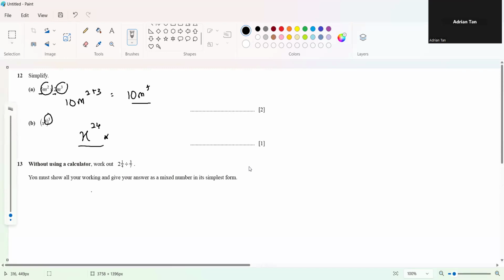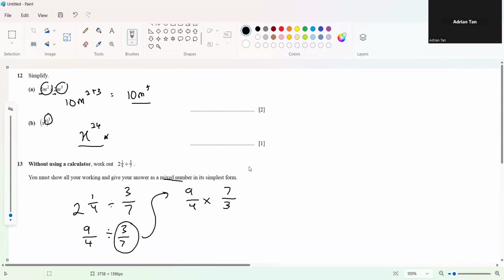So we can just work slowly. They want the answer in mixed number. So it will be 2 1 over 4 divided by 3 over 7. I recommend changing to improper fraction first. So this is 9 over 4 divided by 3 over 7. After that, we change it to a multiplication. So 9 over 4 times 7 over 3. We will flip the right fraction when we change it from divide to times.